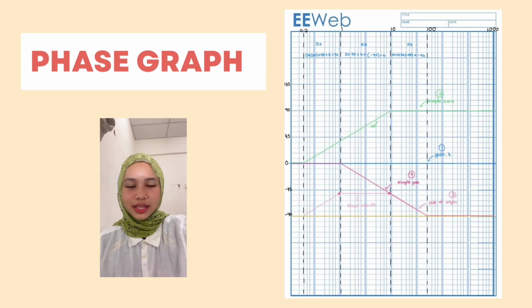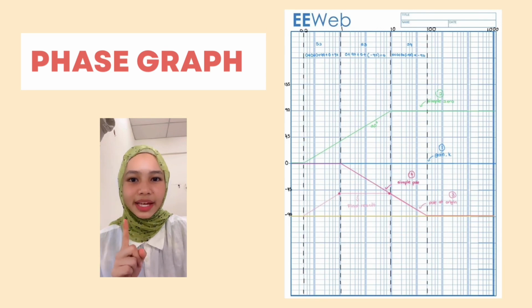Today, I'll be presenting the phase plot for 4 key components in our control system: gain, simple zero, pole at origin, and simple pole. This graph helps us understand how each element affects the phase angle of a system as frequency increases. I will explain each component one by one and how they contribute to the overall phase response and slope.